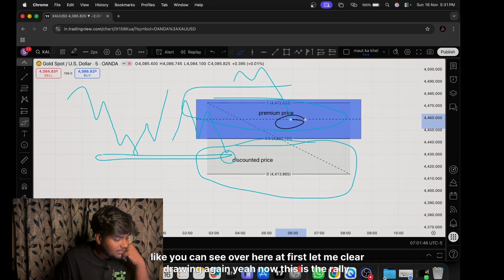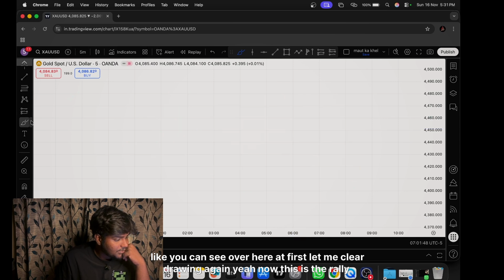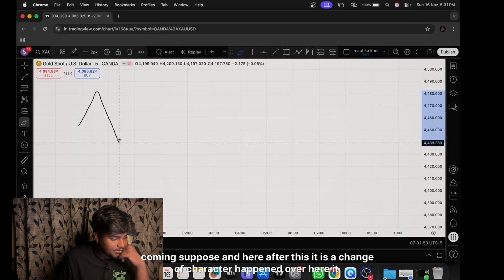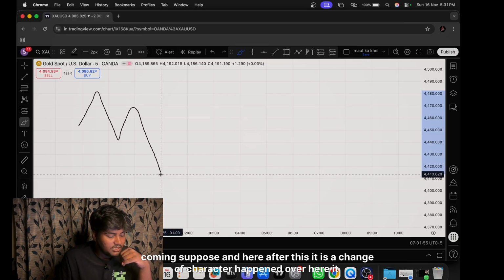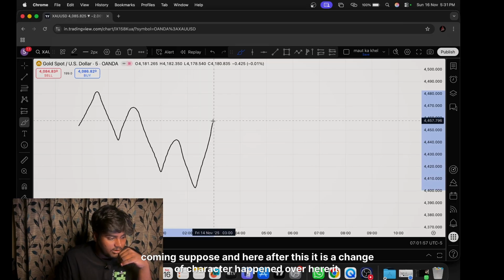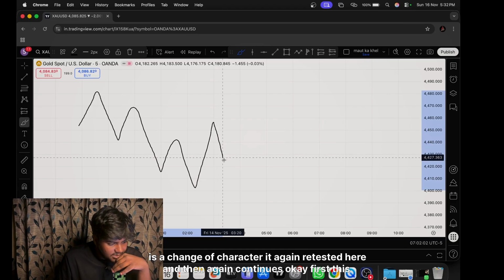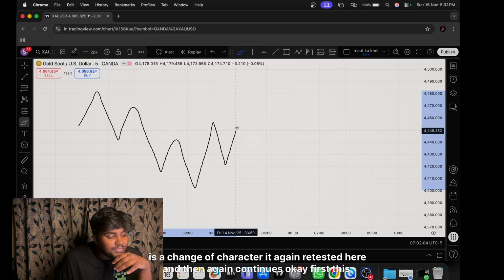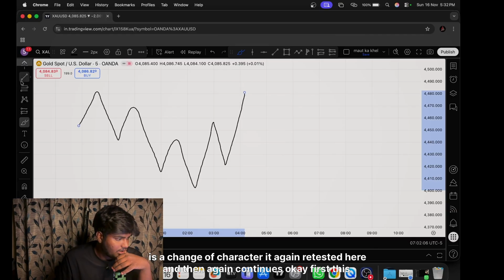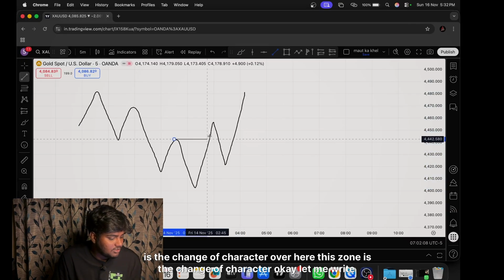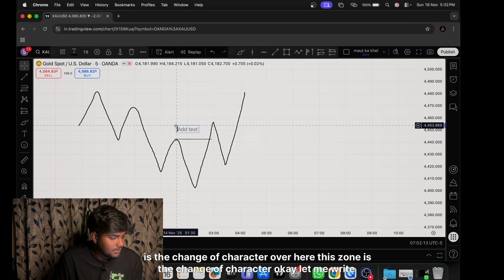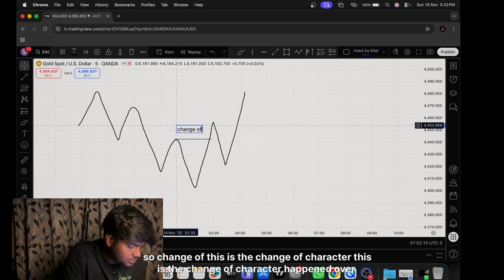Like you can see over here, at first let me clear the drawing again. Now suppose this is the rally coming, and after this a change of character happened over here. It again retested here and then again continues. Okay, first this is the change of character over here. This zone is the change of character. Okay, wait, let me write: change of character.